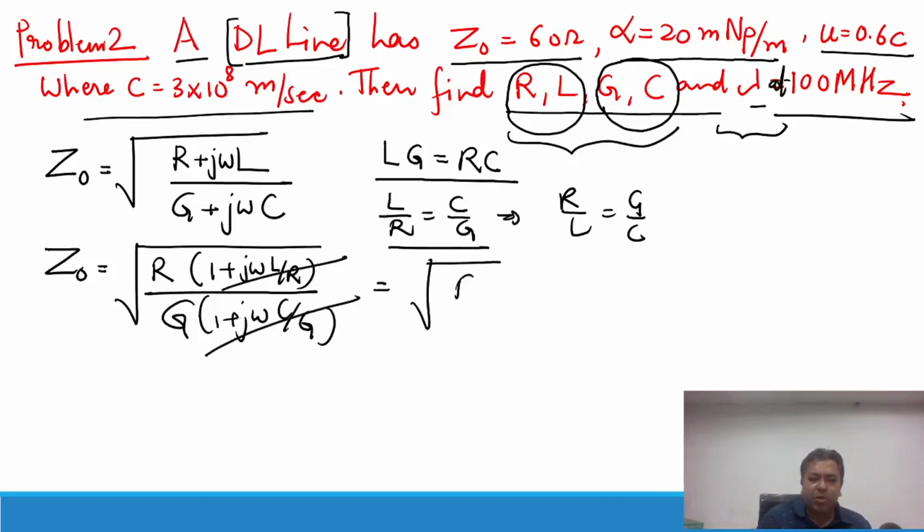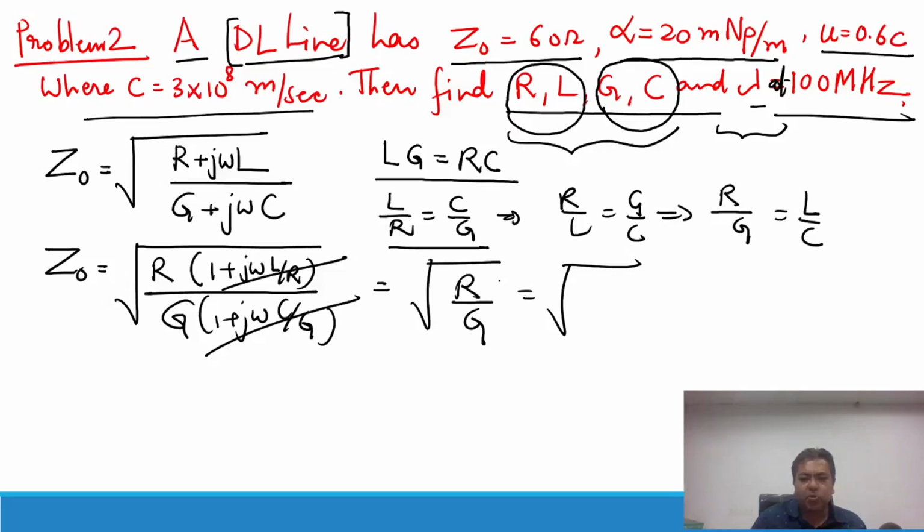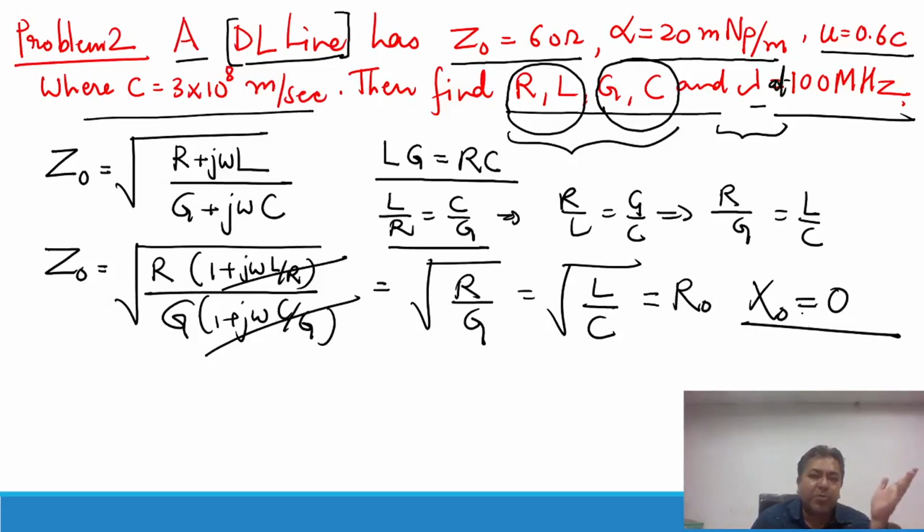So we have Z0 equal to root over R by G. From the relation LG equal to RC, you can very well write R by G is nothing but L by C. So I can write root over R by G equal to root over L by C. Again I am getting the same kind of result. The characteristic impedance of a distortion-less transmission line is also Z0 equal to root over L by C or root over R by G. And again we get the same conclusion that the imaginary part of this impedance is missing. It means R0 exists, but what about X0? X0 is 0. So in the characteristic impedance of the transmission line, there is no imaginary term. There will be no characteristic reactance.